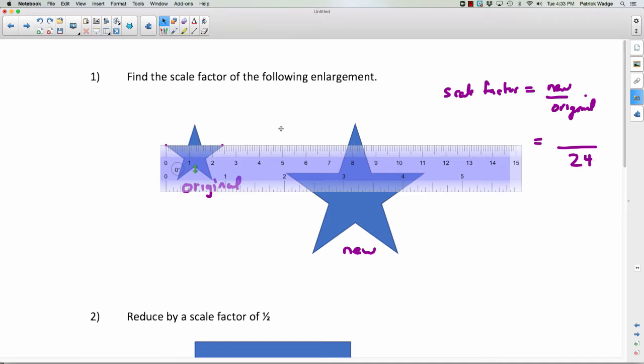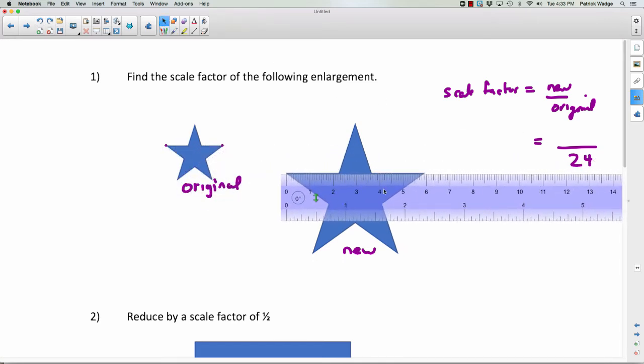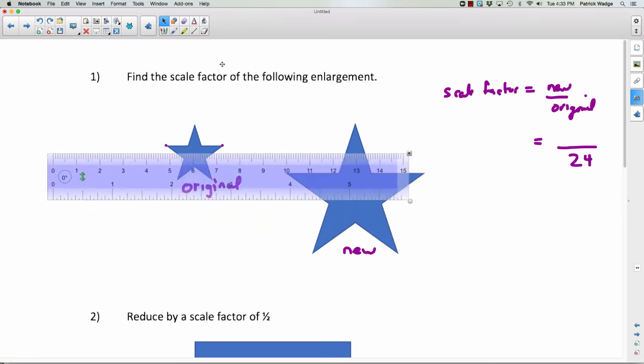All right, now I need to measure that same distance on the new image. And it looks like it's close enough to 60 that I think I can call it 60. 6 centimeters or 60. So I put 60 in here, and then I can divide. I could actually divide them both by 12, and I get 5 over 2. That's an acceptable answer. That could be your scale factor.